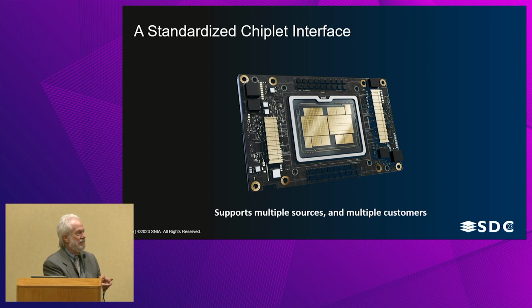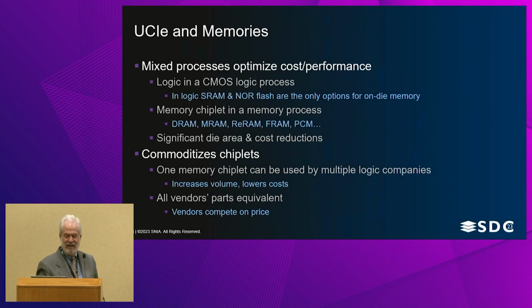So one of the nice things is that you can have multiple sources for these chips. Right now HBM is largely supplied by SK Hynix, which is one of three leading DRAM manufacturers. But the other two, Samsung and Micron, are trying very hard to get into that market and take some away from SK Hynix.